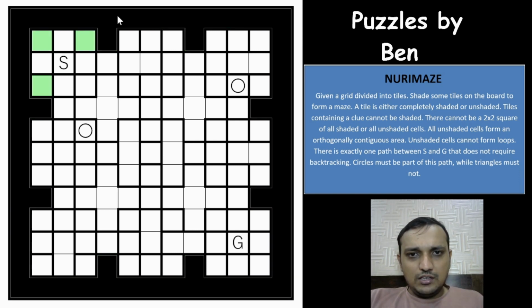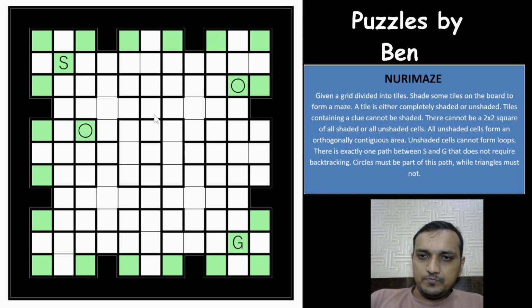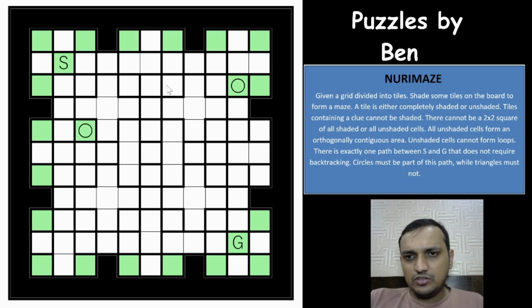I can say that these are unshaded because of the 2 into 2 square. So let me unshade all of these, and let me unshade the G circle as well. The next thing that I see is that this is of course shaded because it cannot be unshaded. You'll have a 2 into 2 square, so this comes this way.